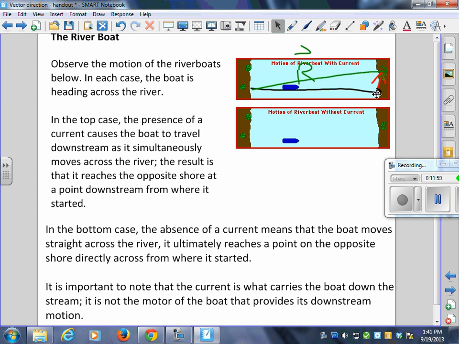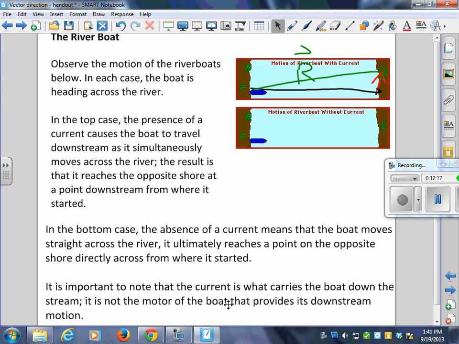Okay. In the bottom case, the absence of a current means that the boat moves straight across the river. It ultimately reaches a point on the opposite shore directly across from where it started because there's no current. It's important to note that the current is what carries the boat down the stream. It is not the motion of the boat that provides its downstream motion.